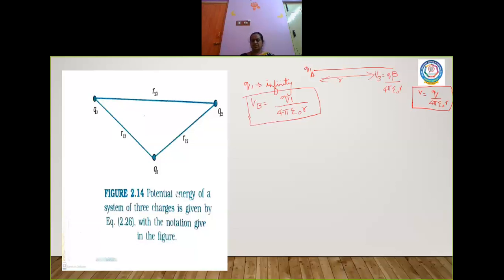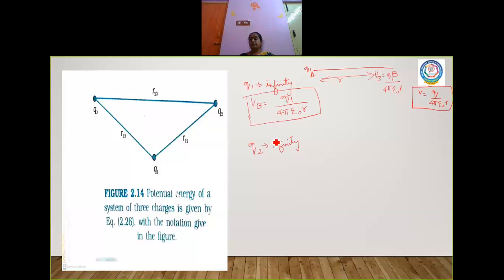Imagine a test charge to be here. And what is the potential? The potential at B can be given as Q1 by 4 pi epsilon naught R. This is what we read long back, and we arrived at the formula for potential at B is equal to Q by 4 pi epsilon naught R. Right? Now what I am going to do is bring another charge Q2 from infinity.